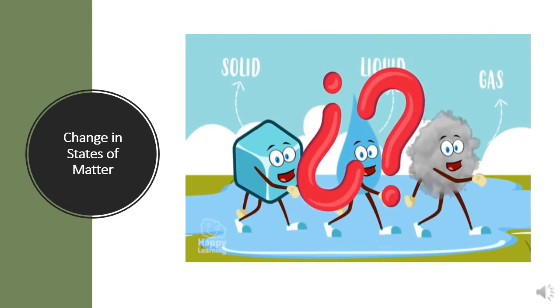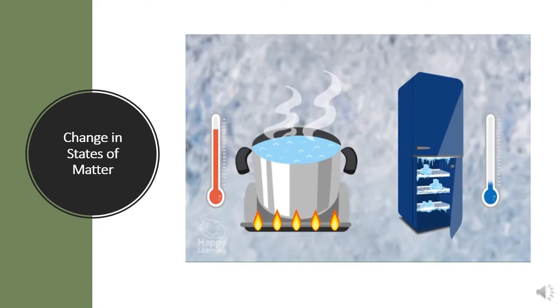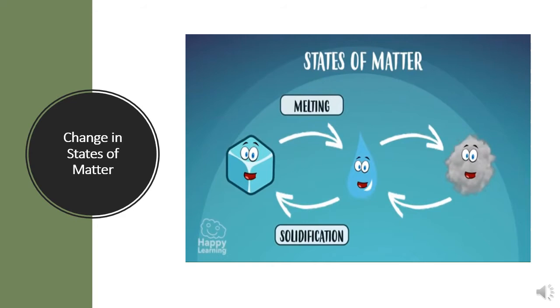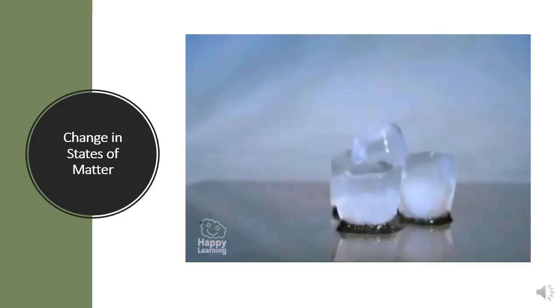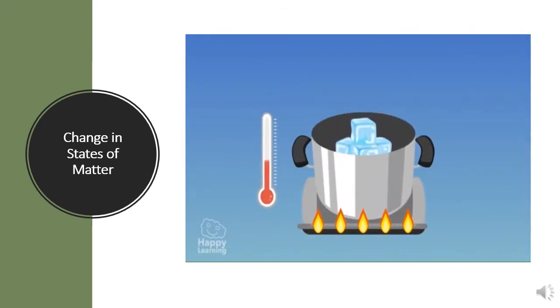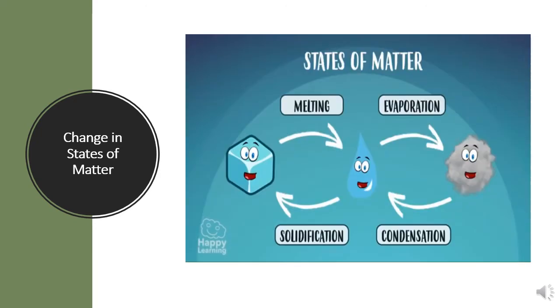Changes in state happen after cooling or heating matter, and there are different types. Melting, solidification, evaporation, and condensation. Melting happens when matter changes from its solid to liquid form and happens after rising temperature. When we heat an ice cube or leave it at room temperature, it melts and changes from solid to liquid.